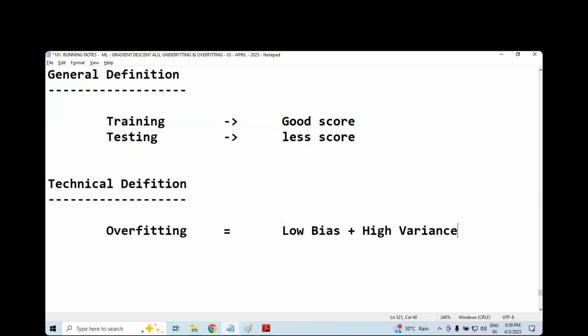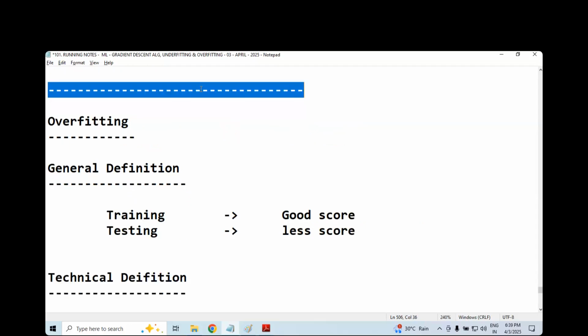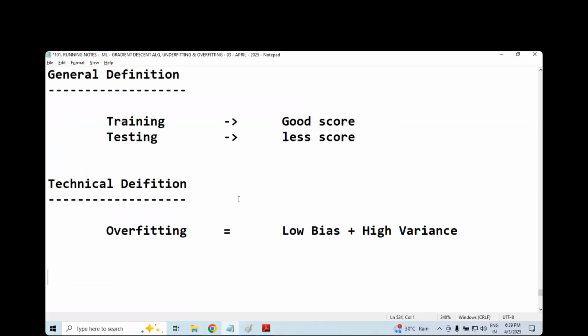Okay, you know about overfitting now. This is the more technical one. This is the more general one. If I explained this one directly, you could not understand, so I explained it in a general way. Did you understand or not, sir? Good. Now, Daniel, you understand overfitting.